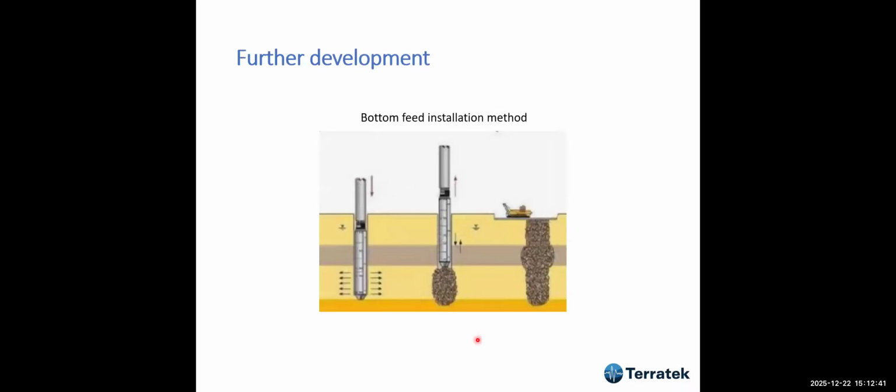And how? Later on, in the late 70s and 80s, the people from Keller developed this bottom feed installation method, in which the stone is compacted as you push the installation tool out. This vibrates and compacts the stone column. And the stone column today also has a very large diameter, usually about 90 centimeters. It's not like 50 centimeters, which was used in the past.